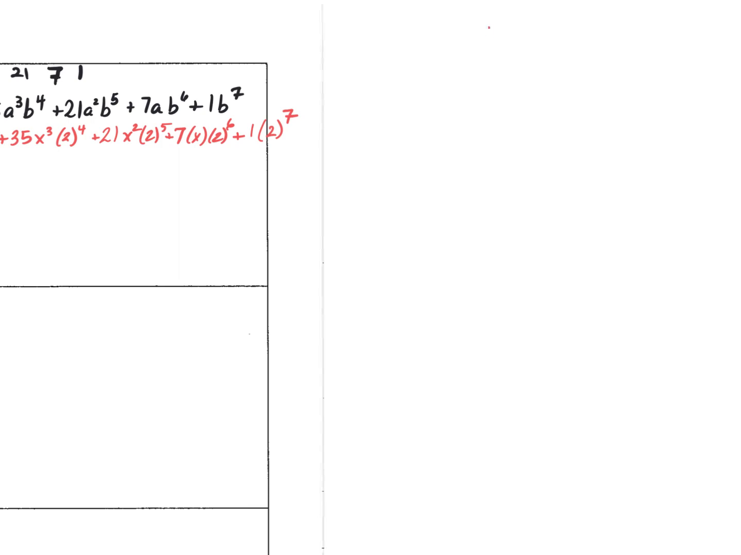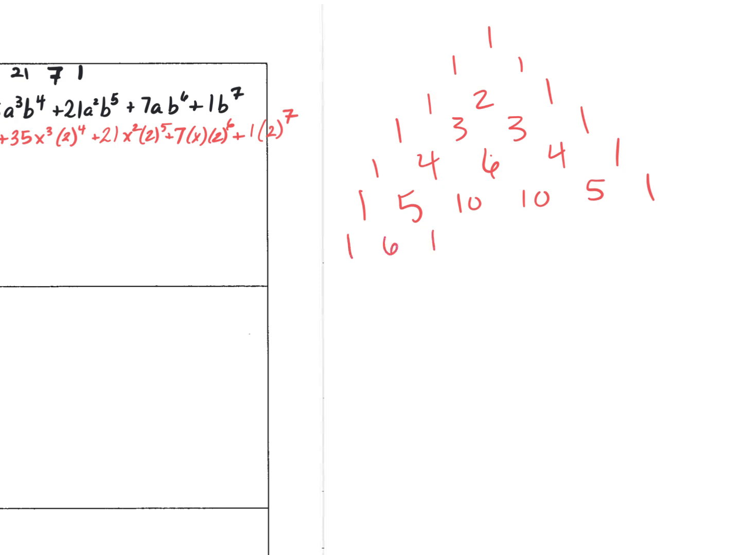Look. 1, 1, 1, 1, 2, 1, 1, 3, 3, 1, 1, 4, 6, 4, 1, 1, 5, 10, 10, 5, 1. No, but you can add. It's not like I'm asking you to add great big numbers. 1, 6, 15, 20, 15, 6, 1, 1, 7, 21, 35, 35, 21, 7, 1. I'm already down to row 7. How many rows are we going to need to make?